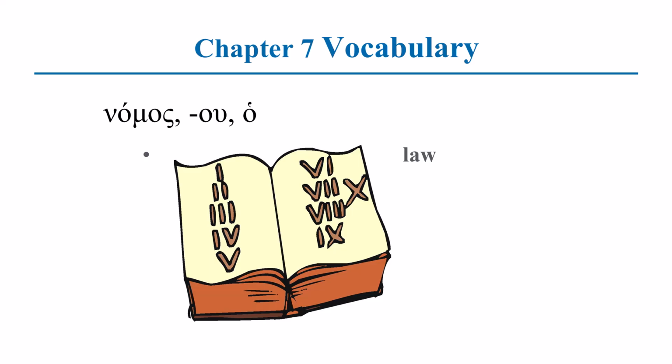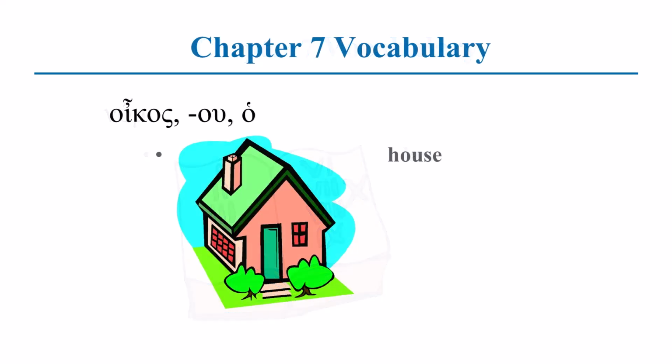Deuteronomy comes from two words: deuteros, meaning two or second, and nomos, meaning law. And so the word Deuteronomy means the second law given to the next generation before the entering of the promised land. That was the second law. Next word is oikos. Oikos means house. This is where we get the word economy from.